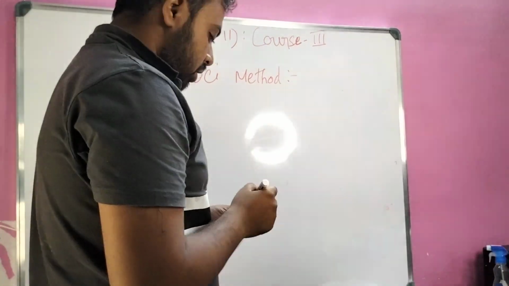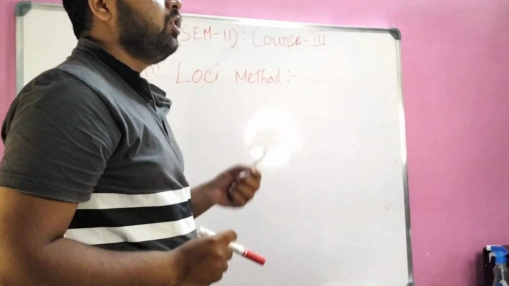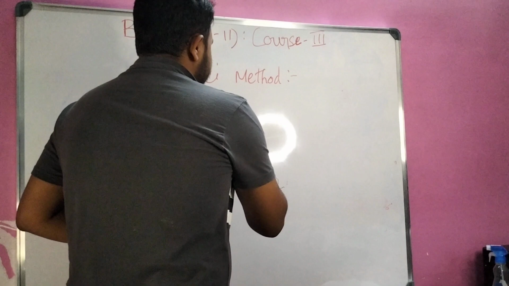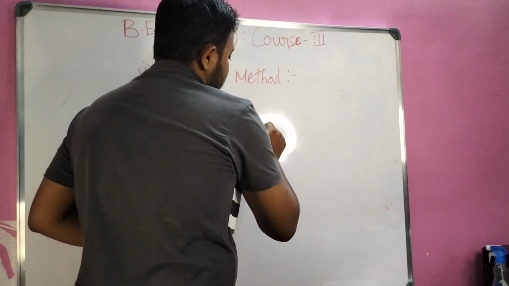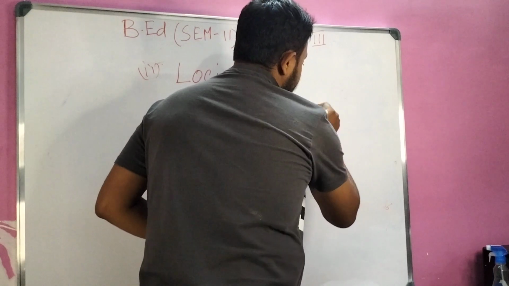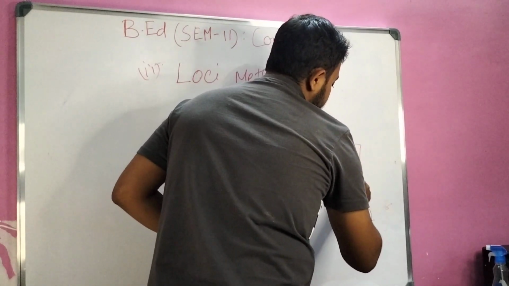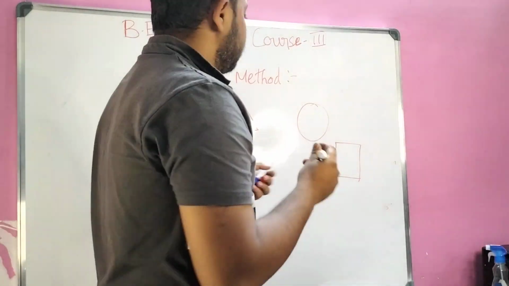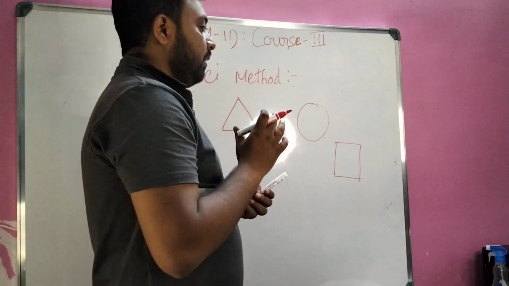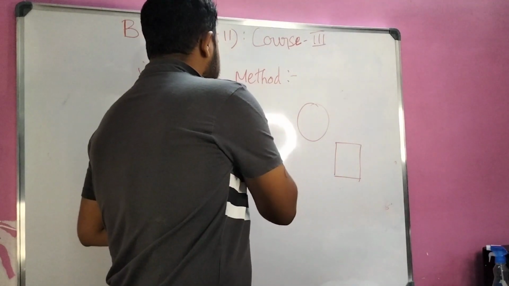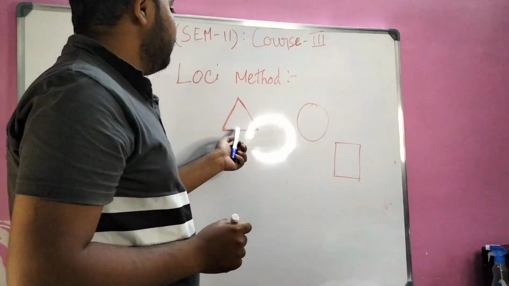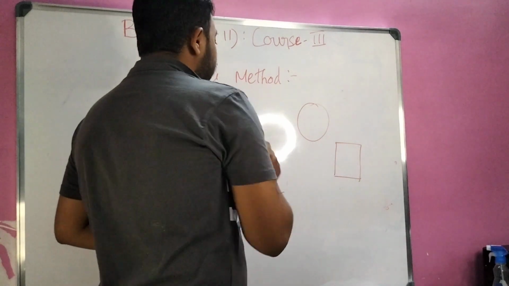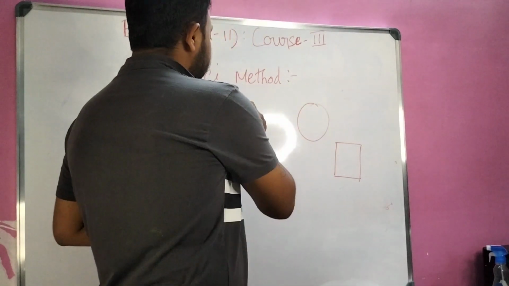So what is Loki method? Loki is the plural form of locus, which indicates a place. For example, we see that this is a triangle, this is a circle, this is a square. If you give a child a task to make paper cuttings like this and place them on the board, or fill the shape by cutting paper, the child will place all those paper cuttings.